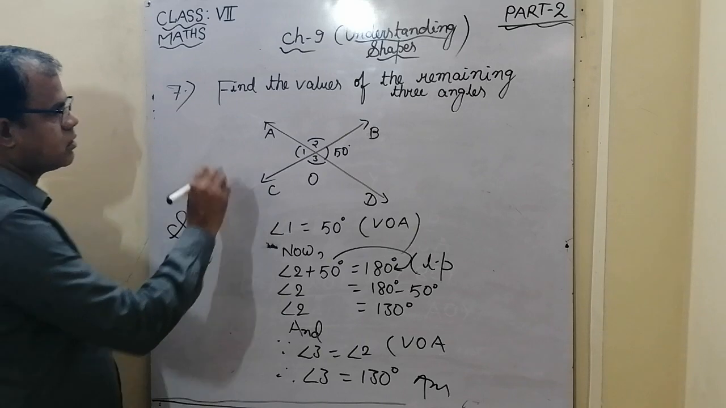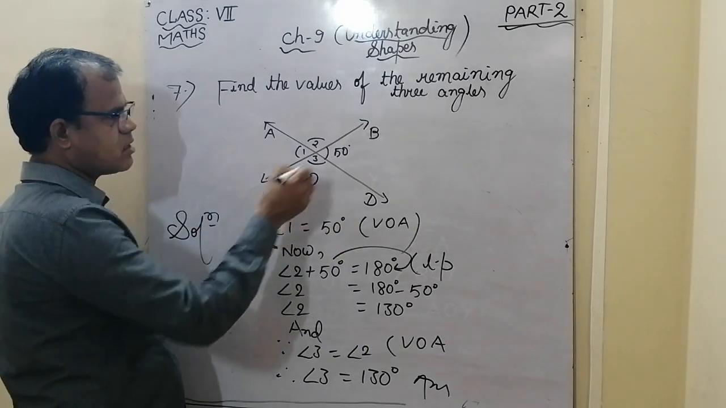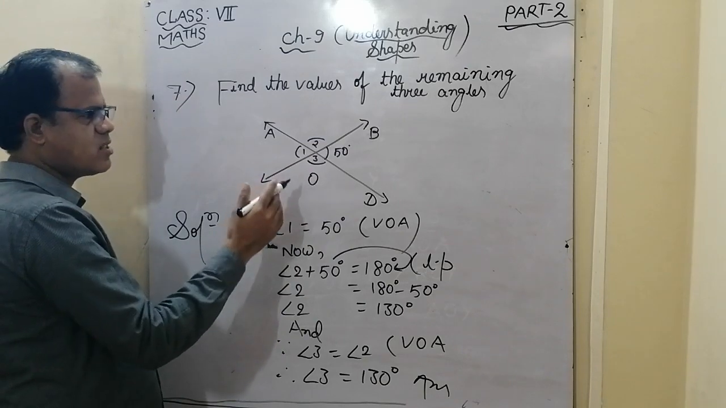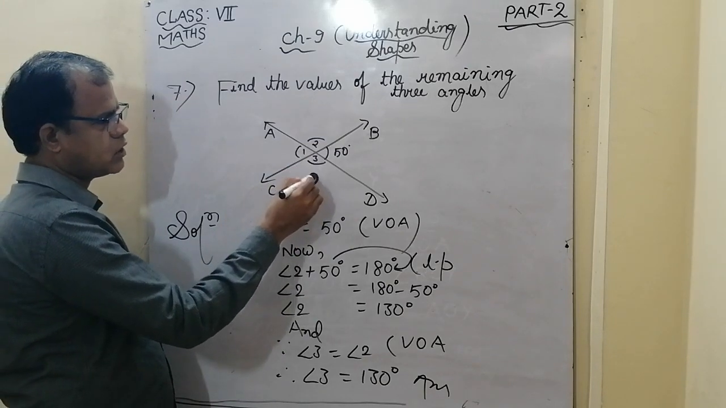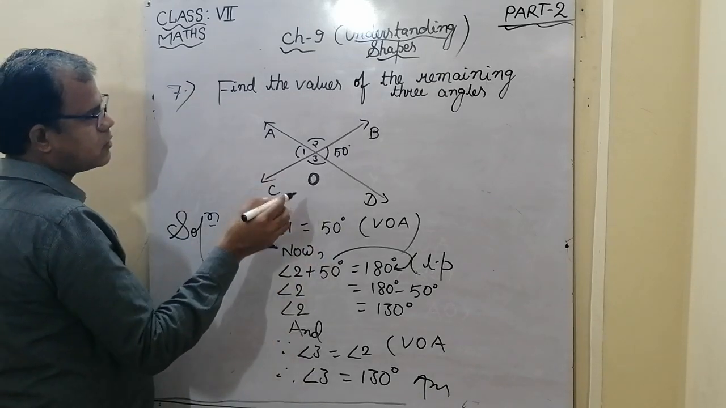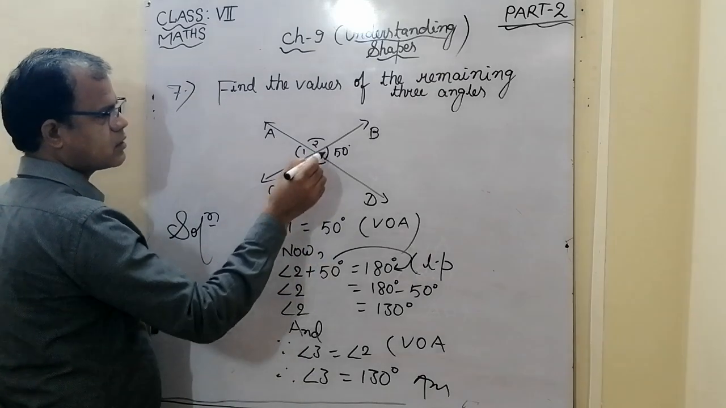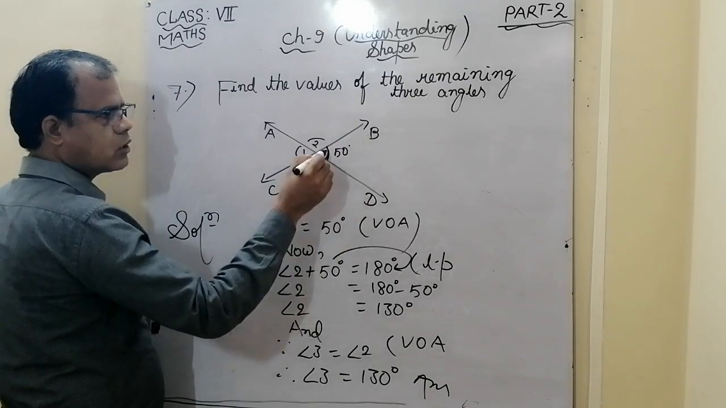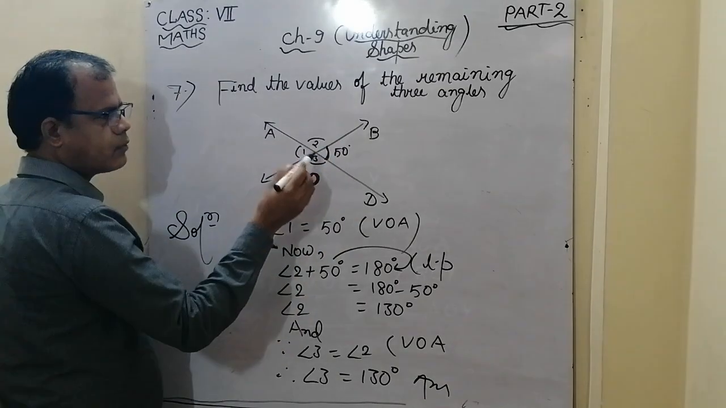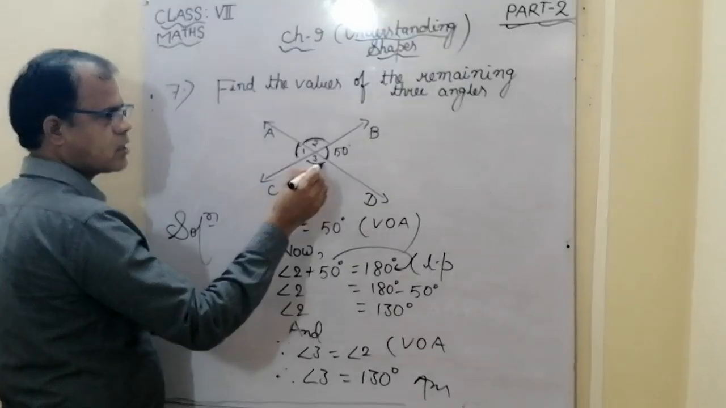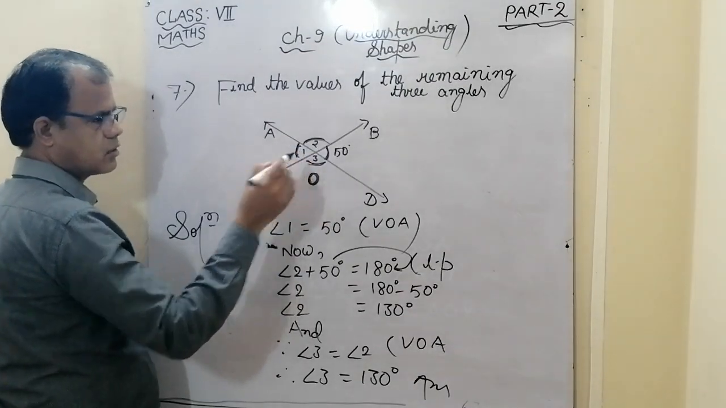Yes, student, here we see AD and BC. AD and BC are two lines which intersect at point O. So we have to find the other 3 angles. This angle BOD is equal to 50 degrees. We have to find this angle and this angle, all these 3 angles.